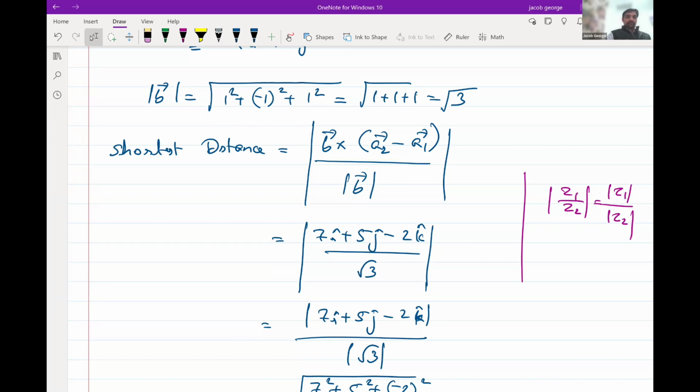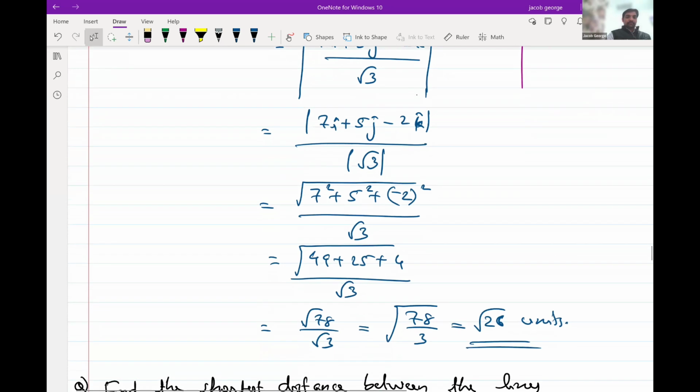Then how do you convert it into a scalar? We find the magnitude of this vector. Magnitude of the whole ratio means magnitude of the numerator by magnitude of the denominator. So then we find the magnitude of the numerator like this, root of 7 square plus 5 square plus minus 2 square. That is root 78 by root 3. It is root 26 units.